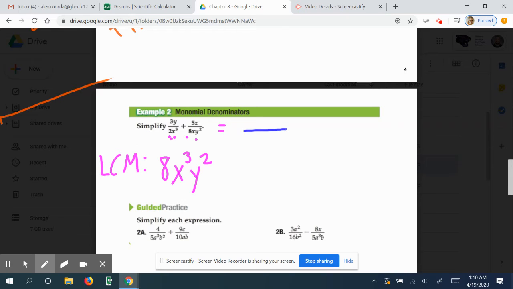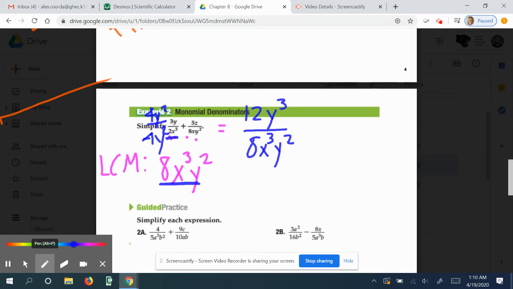So I'm going to say, how do I get 2x to the third into this? So I need to multiply the top and bottom by 4, because 4 times 2 is 8. I don't need to worry about the x, but I do need to worry about the y squared. And so I have to do it to the top also. So I'm going to get 8x to the third y squared on bottom, and 4y squared times 3y is going to be 12y to the third on top.